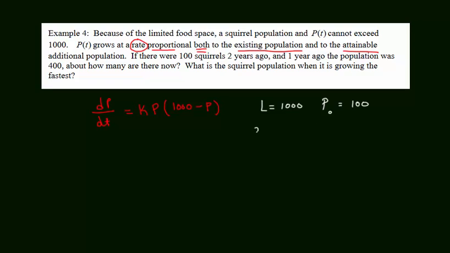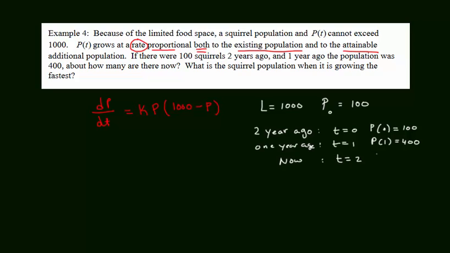So what I've decided to do is go back far in time, as far as I have data, 2 years ago, and I'm going to let 2 years ago be t equals 0, and the population at t equals 0 is 100. So that means 1 year ago we have t equals 1, and the population 1 year ago is 400. So now, that's what the question calls for. What is it now? t equals 2, and that's what we have to find.